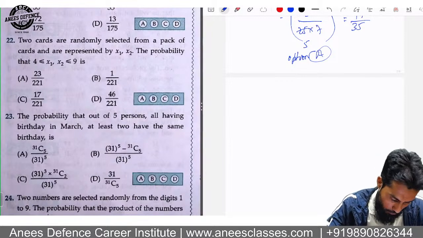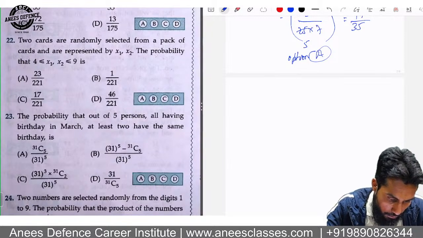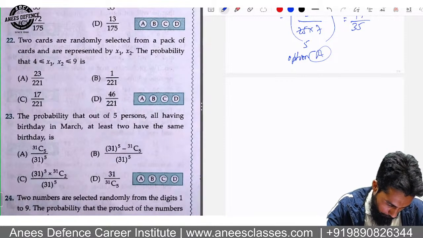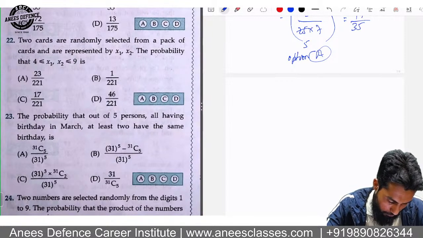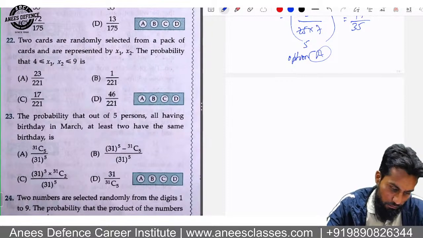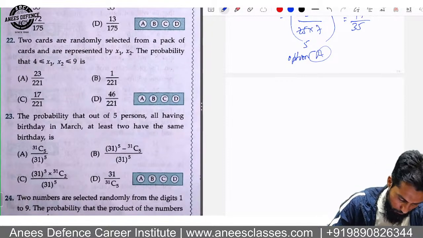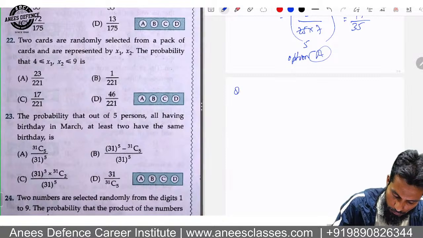Sorry. There are 4 suits and each suit having 13 cards. They have not given the question completely. Two cards are randomly selected from a pack of cards and are represented by x1, x2. The probability that x1 is greater than equal to 4 and less than equal to 9. See its solution. Interesting question.